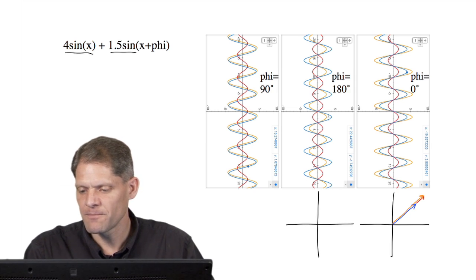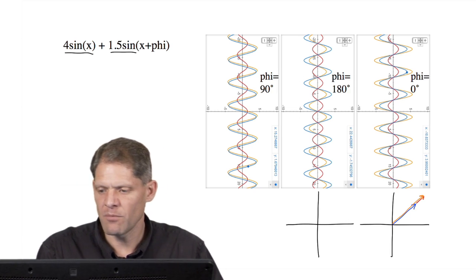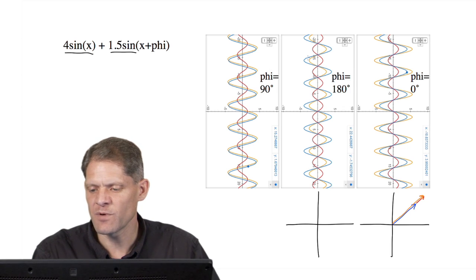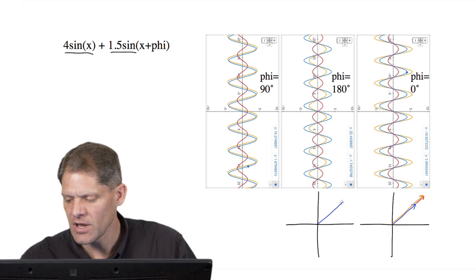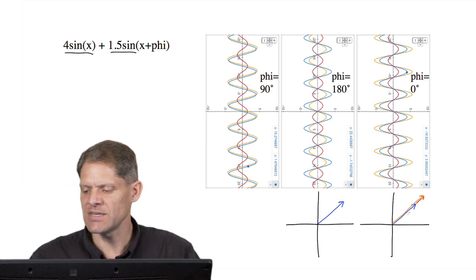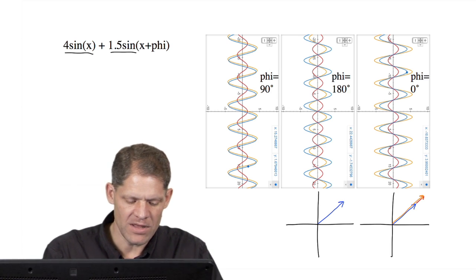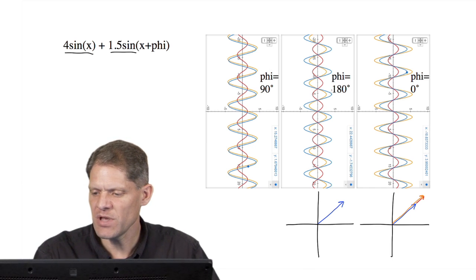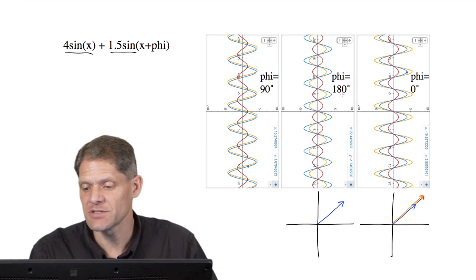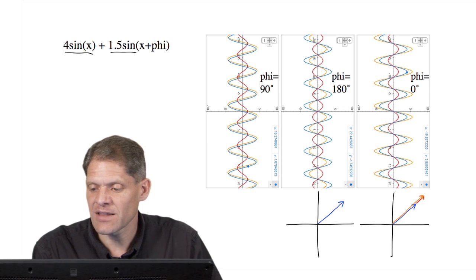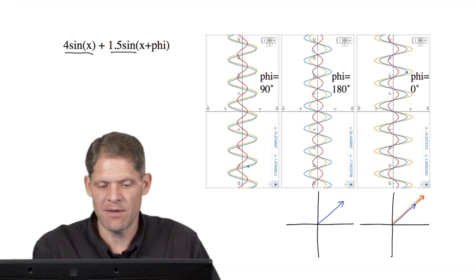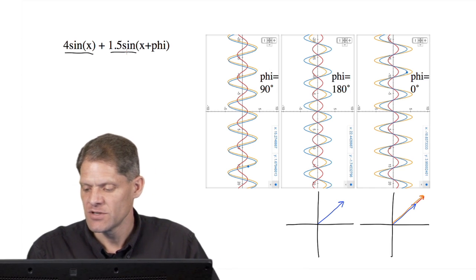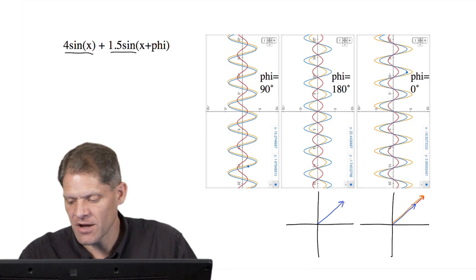in the middle plot. Okay, here the blue curve is just as it was before, 4 sine of x. And so at the same position, it would look like a vector just like it did over here. But in this case, the phase shift between the two curves is 180 degrees. And therefore, they're exactly out of phase. And so the red curve still has the same amplitude of 1.5. So it would be represented in the phasor diagram as a vector that's shorter.